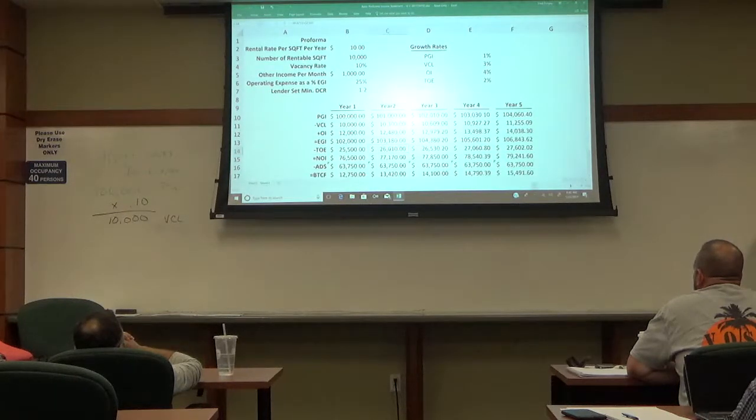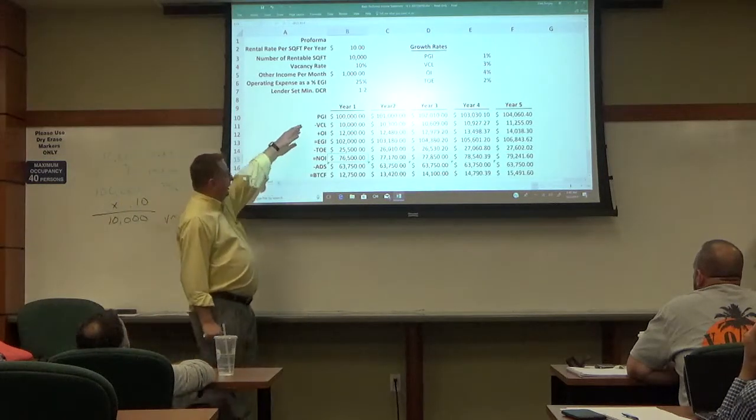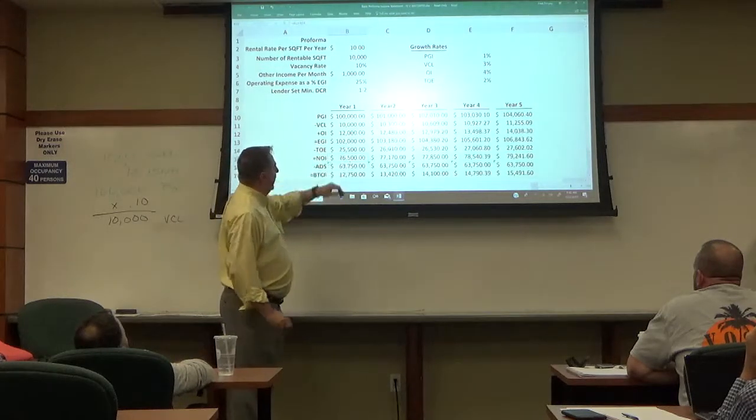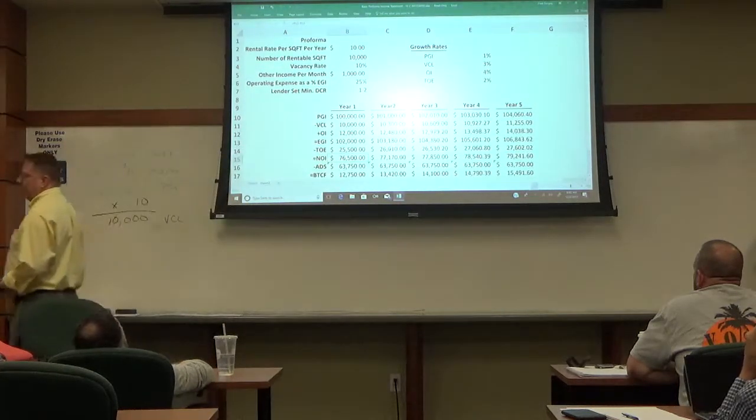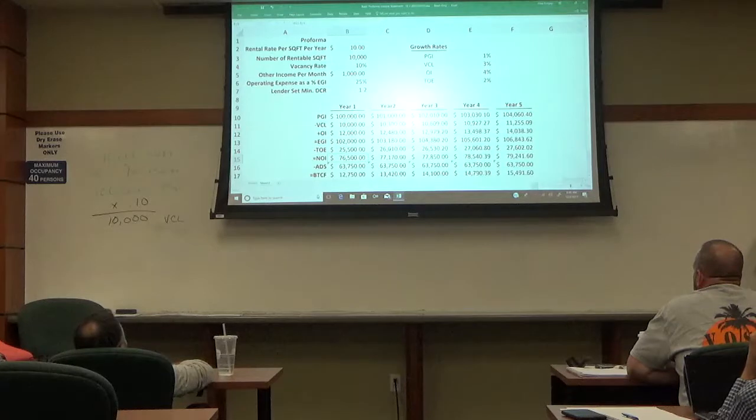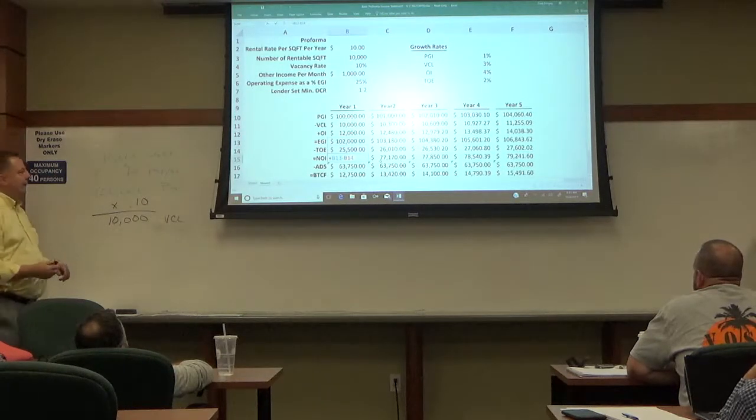All right, so that gets us down to net operating income. So the math is pretty straightforward. The net operating income line is simply going to be, obviously, the math of taking the effective gross income, subtracting out total operating expenses, and that's going to be obviously the same math all the way across the page. Okay, everybody good with that?